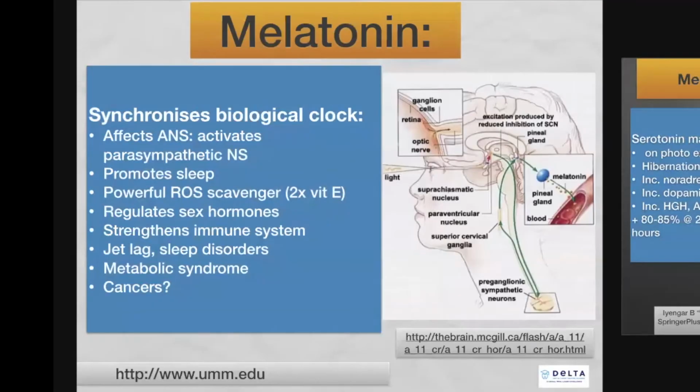Another effect of light is on the pineal gland. And as anybody who's ever traveled long haul will know, when you change time zones, you suffer from jet lag.